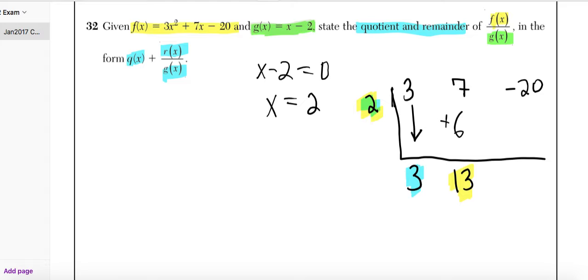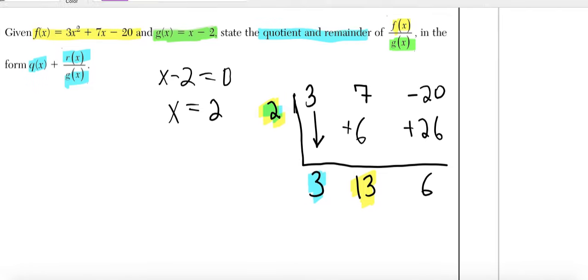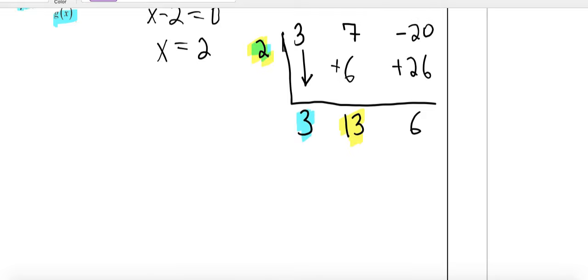So 2 times 13 is 26. And it's positive, so I write plus. If it was negative, I'd do minus. Negative 20 plus 26 is positive 6. This last term right here, the 6, is your remainder. So that since it's positive, I'll put plus instead of minus. The remainder goes over whatever you're dividing by, which was x minus 2.